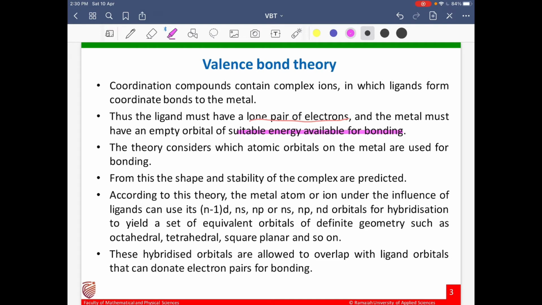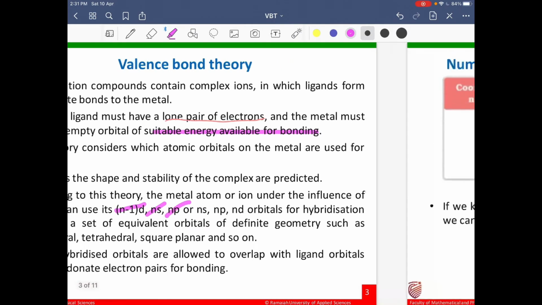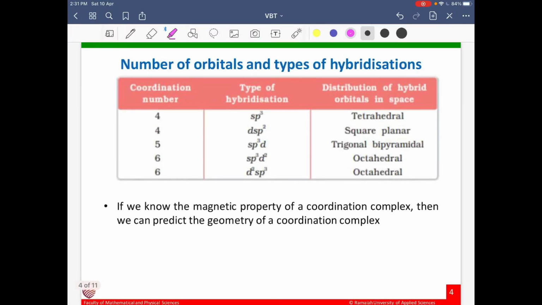According to this theory, the metal atom or ion under the influence of ligands can use (n-1)d, ns, np orbitals for hybridization to yield a set of equivalent orbitals of definite geometry such as octahedral, tetrahedral, square planar, and so on. These hybridized orbitals are allowed to overlap with ligand orbitals that can donate electron pairs for bonding. Here the number of orbitals and types of hybridizations are given.